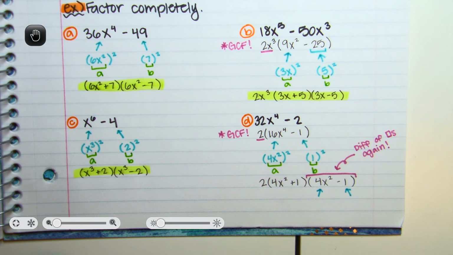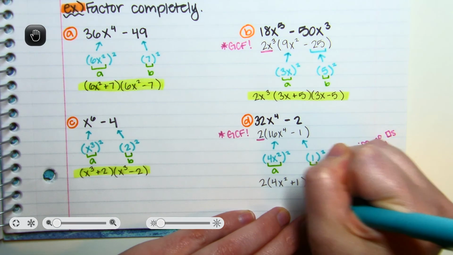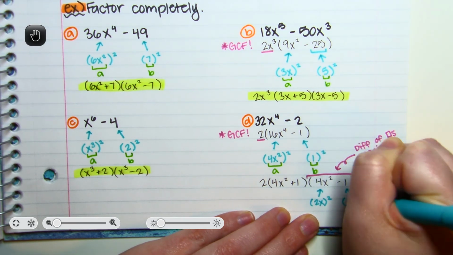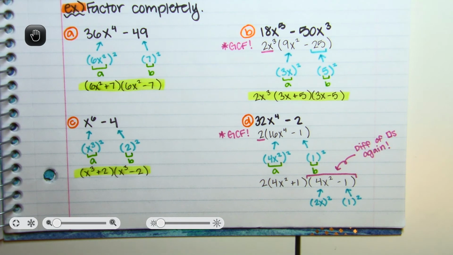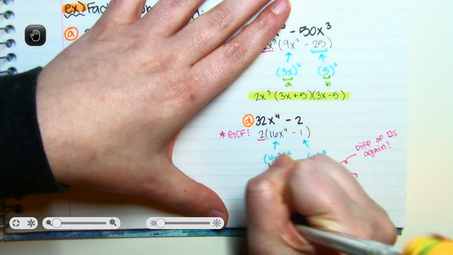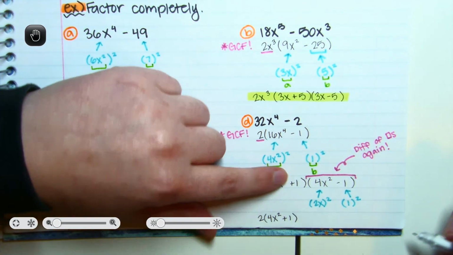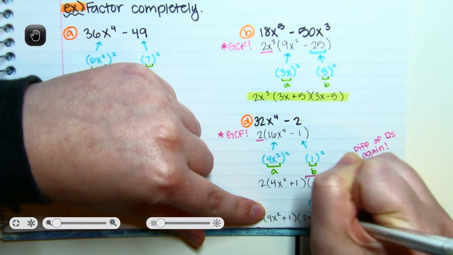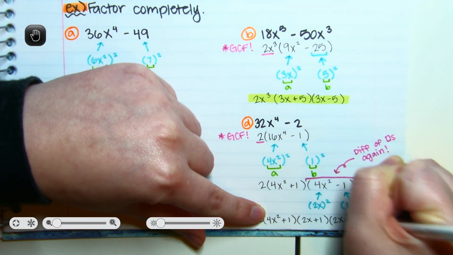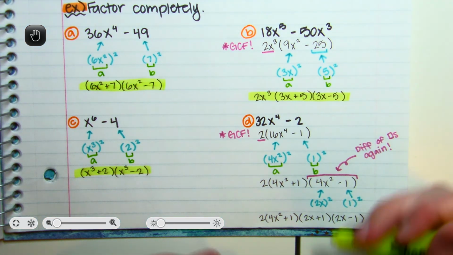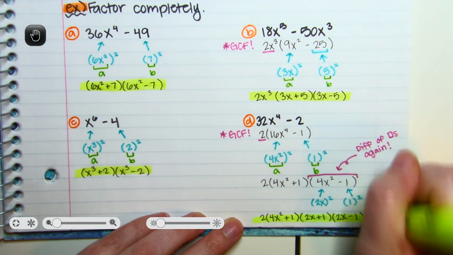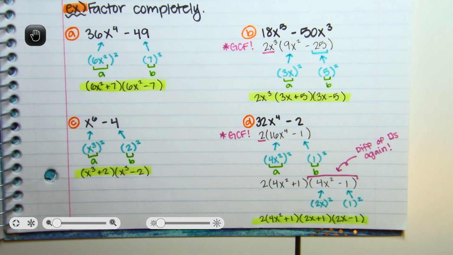How is 4x squared minus 1 going to factor? Good. If you said 2x plus or minus 1, or in other words, 2x plus 1, 2x minus 1, you are correct. So this one is 2x squared and 1 squared. So my final answer, this 2 is out in front. The 4x squared plus 1 still stays there. But then this last factor is 2x plus 1, 2x minus 1. So that's why it's really important to always double check to make sure it doesn't factor any further, because sometimes it can.